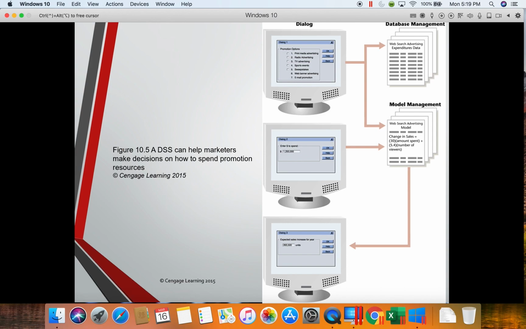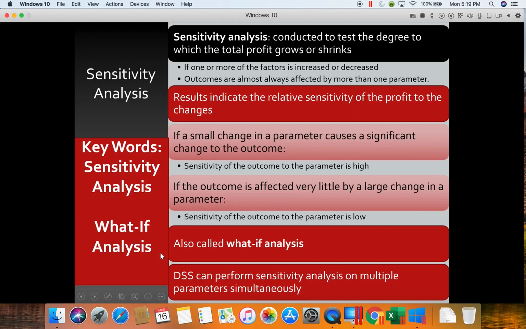So this gives you an example of what a dialog module could look like, allowing us to put in, for example, the amount of money we're going to spend, the expected sales, and some other information, and then it would come back with our results. With sensitivity analysis, we already looked at this a little bit with Excel. It's also sometimes called what-if analysis. It allows us to test the degree to which the profits grow or shrink if one or more of the factors that affect it are changed.